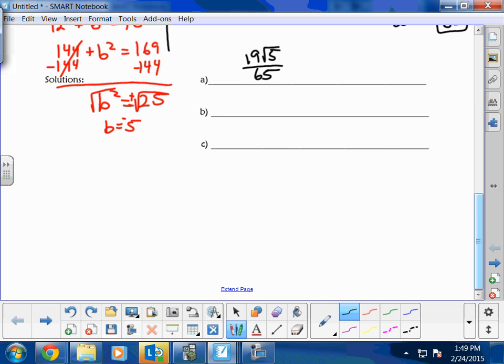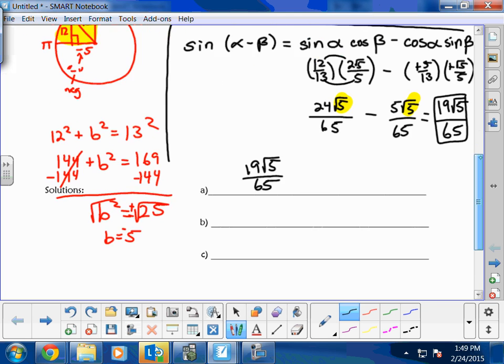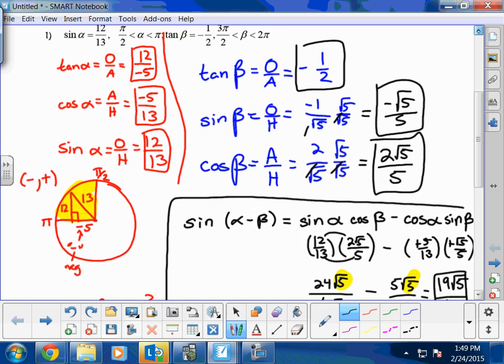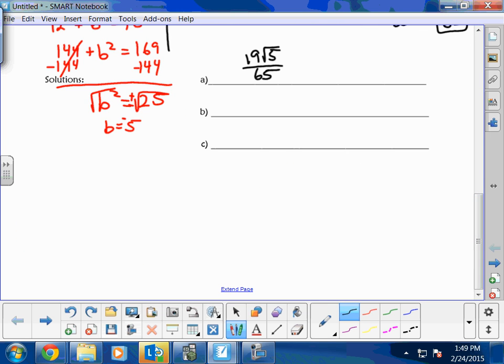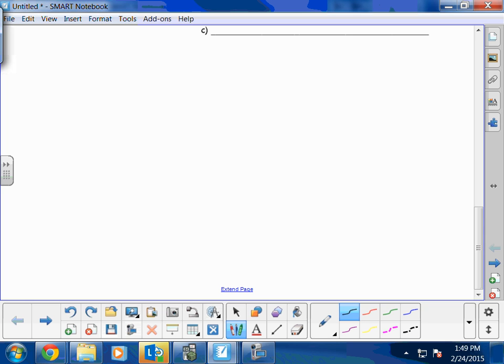Now I'm going to extend the page, and I'm going to do the answers right below this, because the next thing we're going to do is cosine of alpha plus beta. So let's extend the page again. Cosine alpha plus beta. I pull out my green sheet, identify the identity, and I find out that my identity is cosine alpha, cosine beta, minus sine alpha, sine beta.